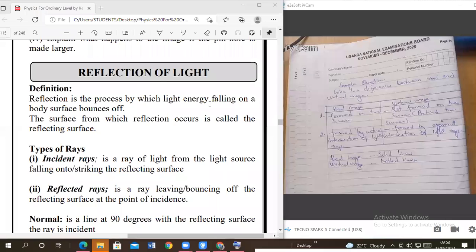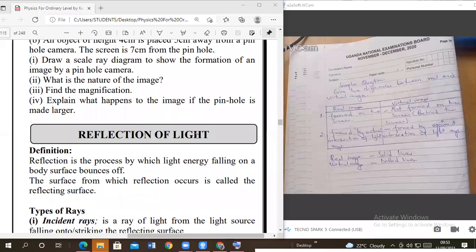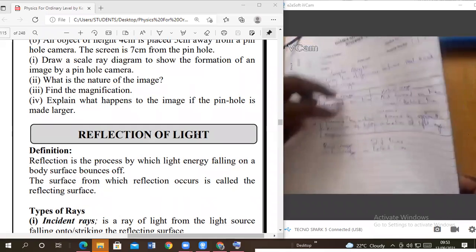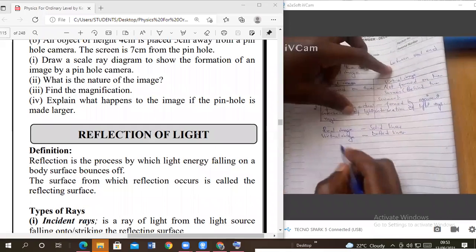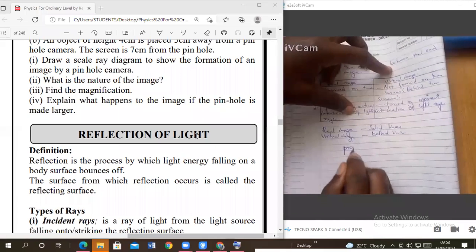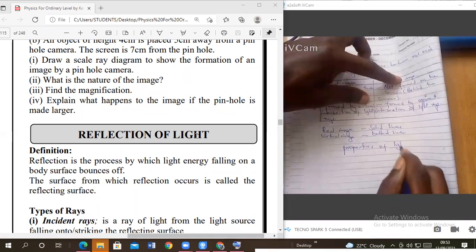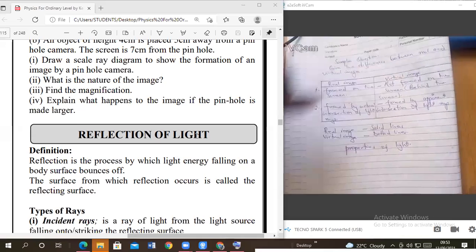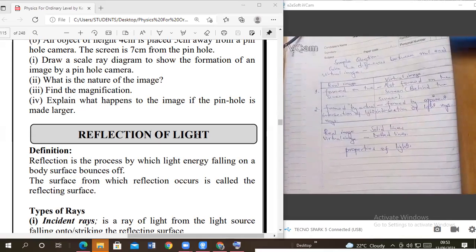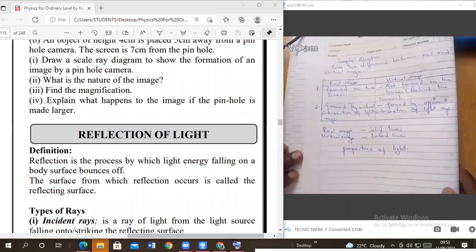Subheading: before we go to reflection of light, let's write this one down. Properties of light. Who can give us one? What are the properties of light that we know?